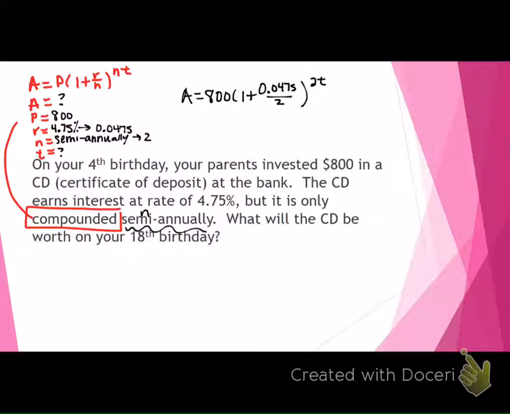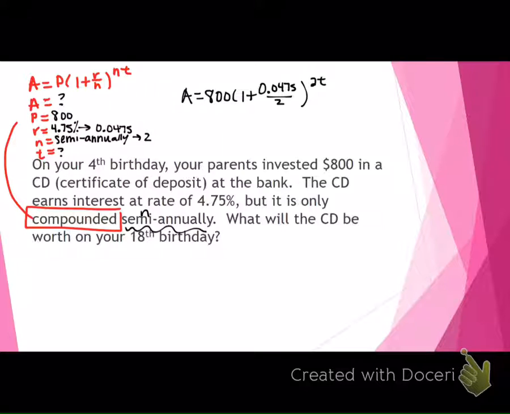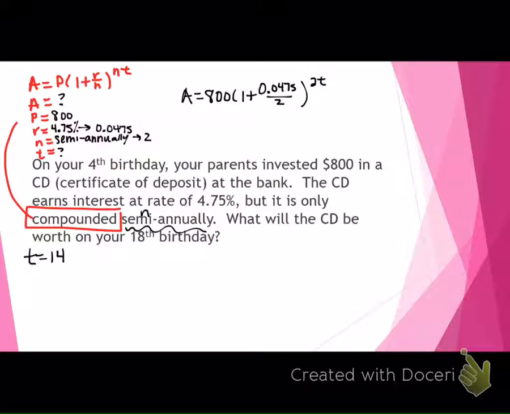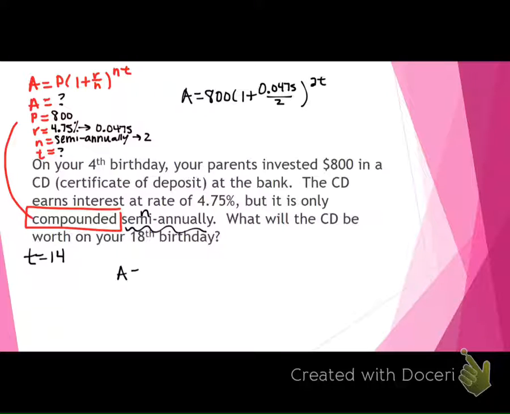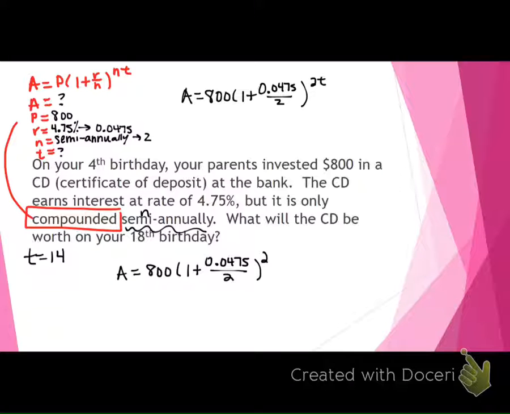So, what will the CD be worth on your 18th birthday? It was started on your 4th birthday, and this is happening on your 18th birthday. How many years is that? 14. Okay, substitute in 14, but remember, do not go straight to your calculator. What must you do first? Make sure you're multiplying the exponent first. So what's 2 times 14?